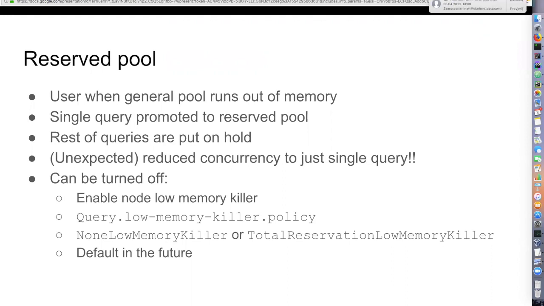I have a question. So why didn't you implement an out of memory killer from the start?